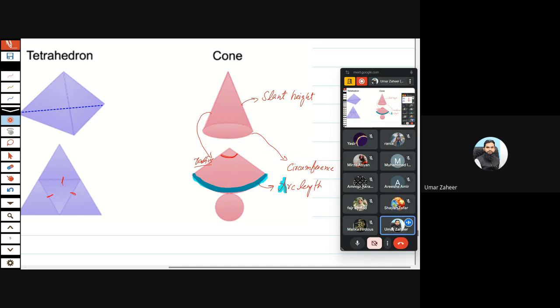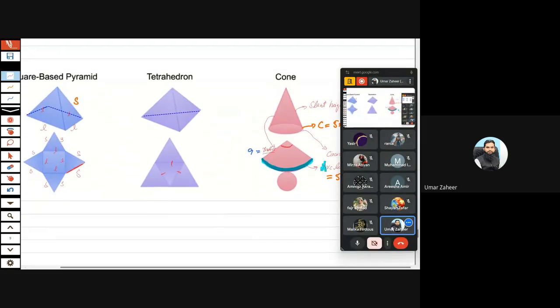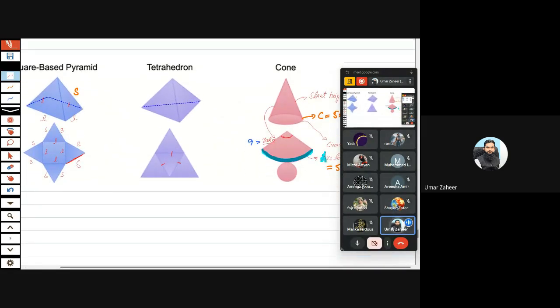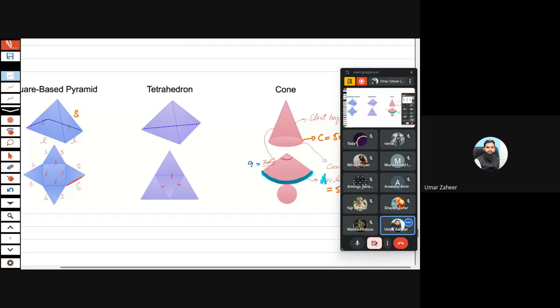Yes, it is clear. For example, if the circumference is equal to 5 meters, this arc length will be equal to 5 meters as well. If the slant height is 9 meters here, the radius will be 9 meters here. Yes, any question up to here? No, sir. No, sir.